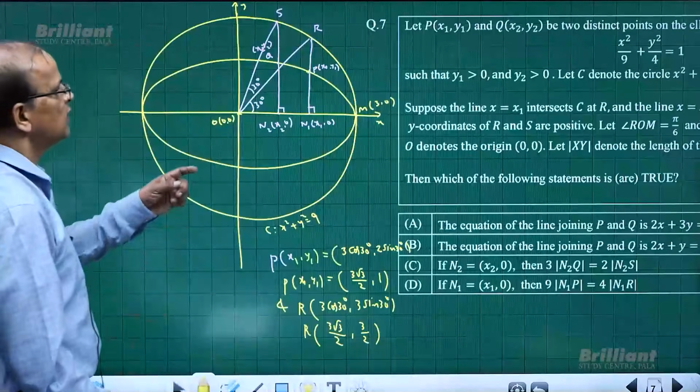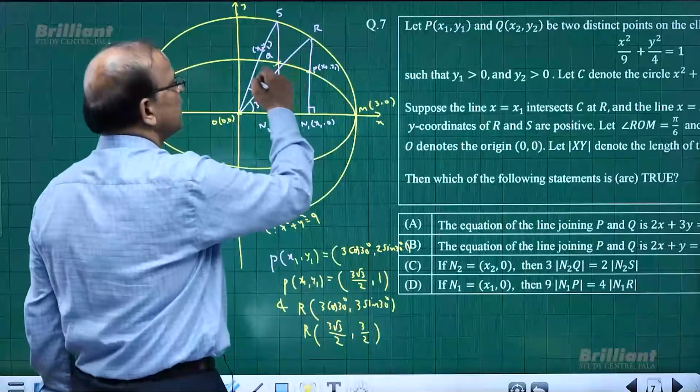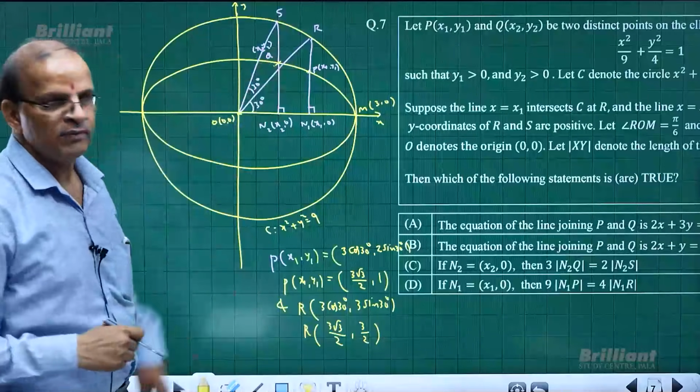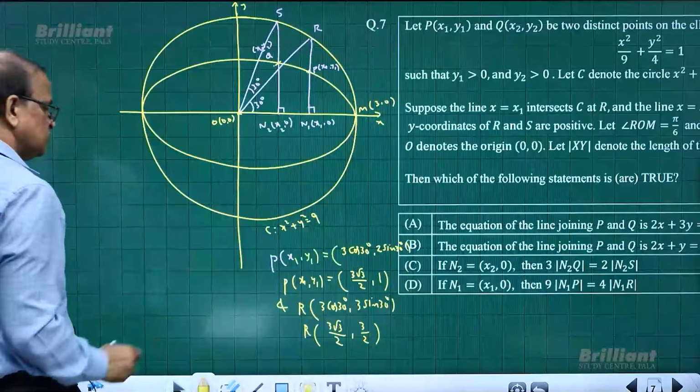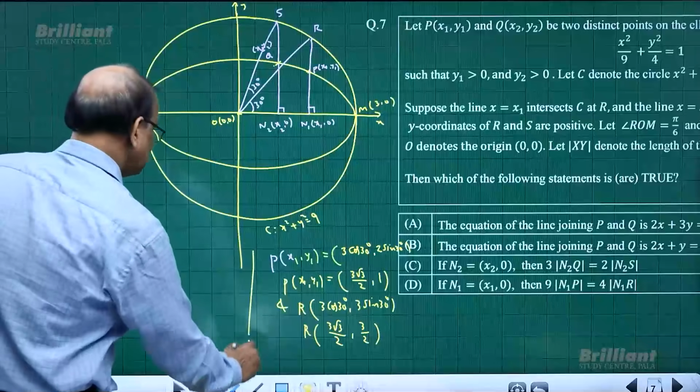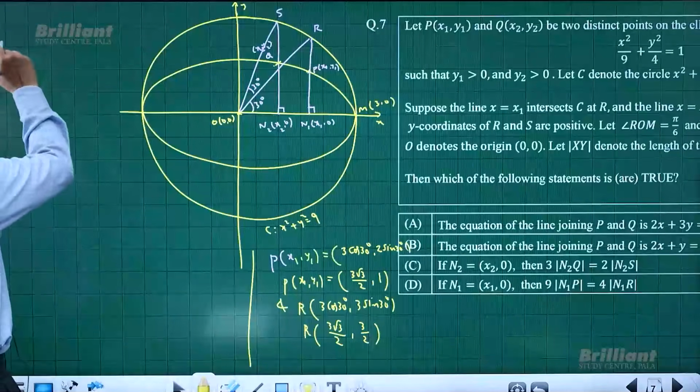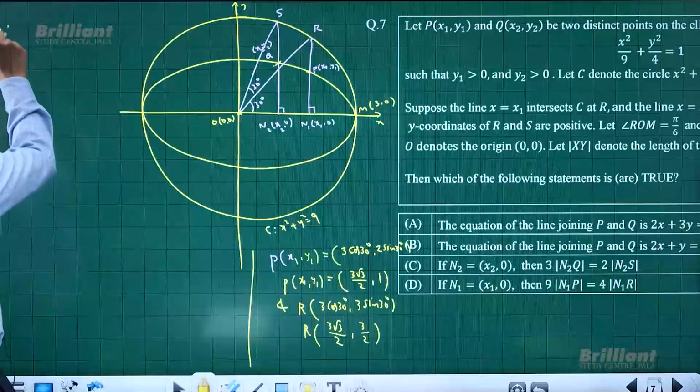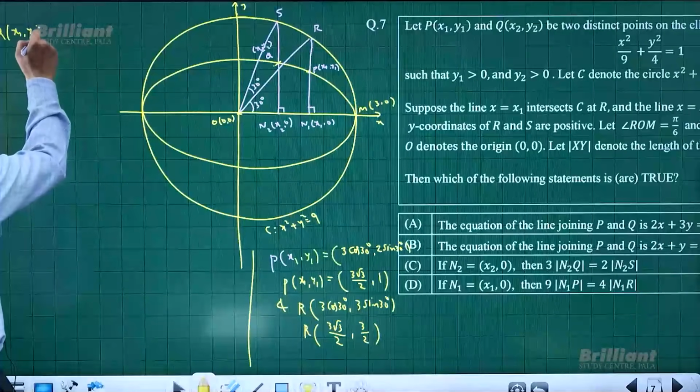Now, in the same way, the Q point is the 60 degrees eccentric angle point. So, therefore, we can write the Q point, Q(x2, y2), what is that?